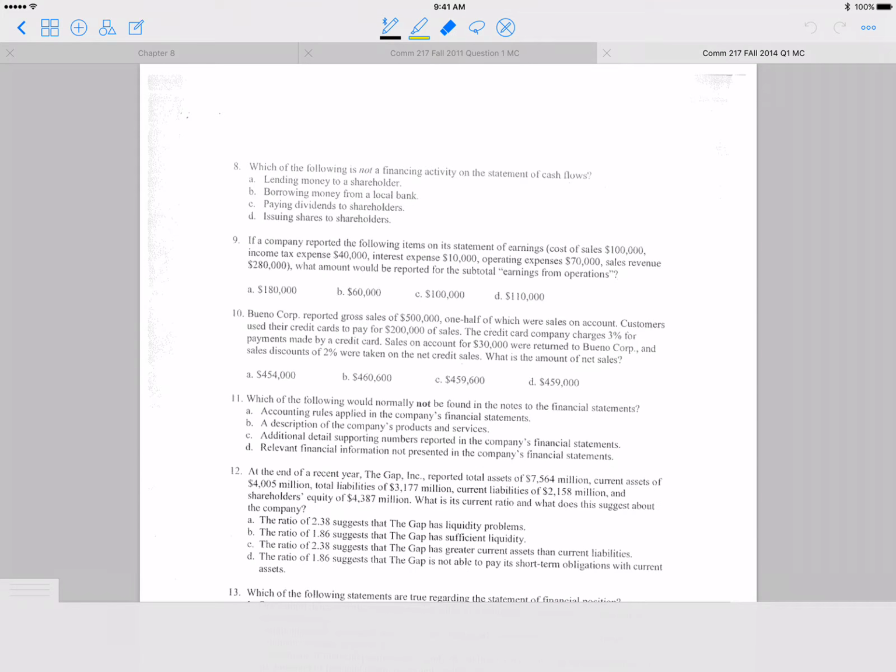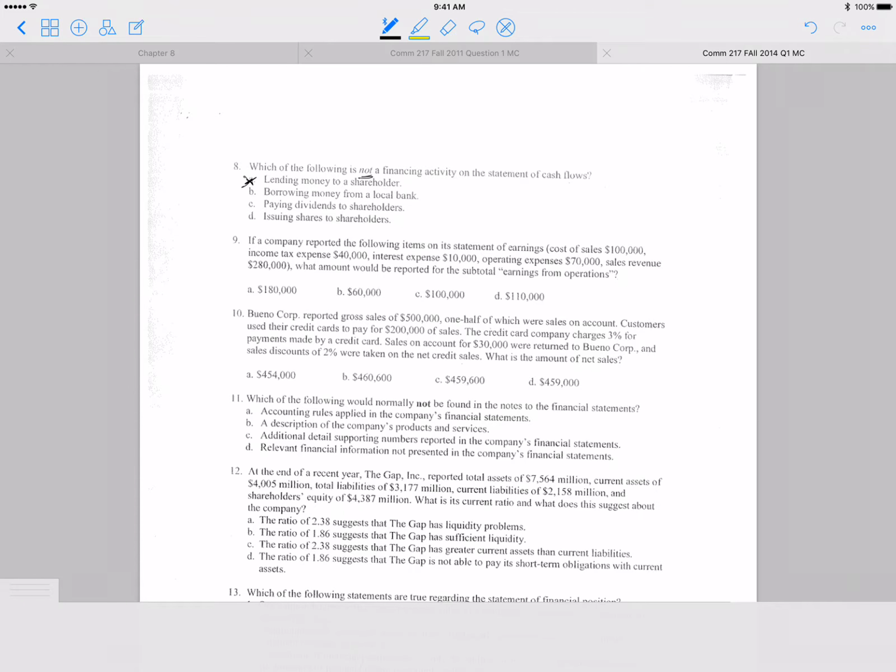For question 8, it says, which of the following is not a financing activity on the statement of cash flow? So not a financing. And a financing activity is just when a company receives money from debt or pays off debt. So for A, we have lending money to a shareholder. Well, you're not receiving money from debt or paying off debt. You're actually lending money to a shareholder, and that's not even part of your business. So that should be a red flag when you read that.